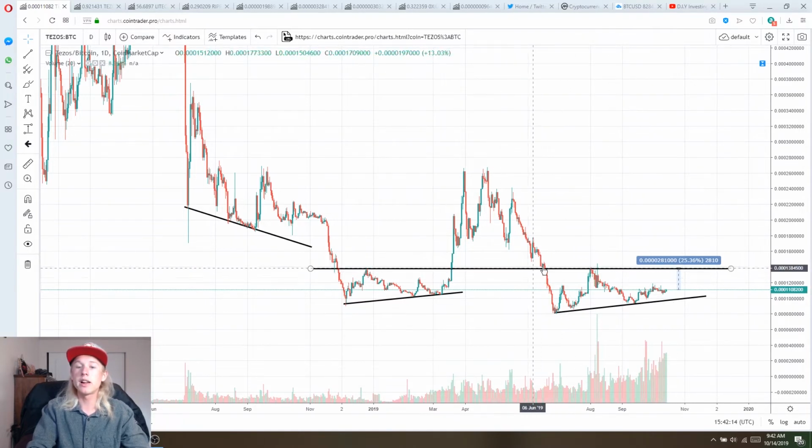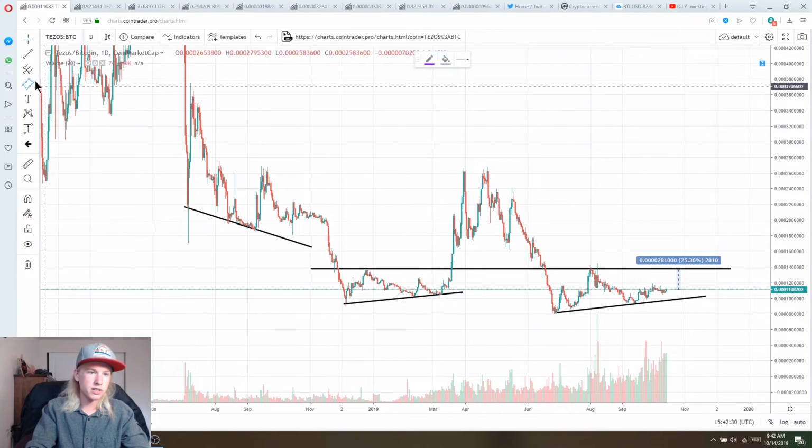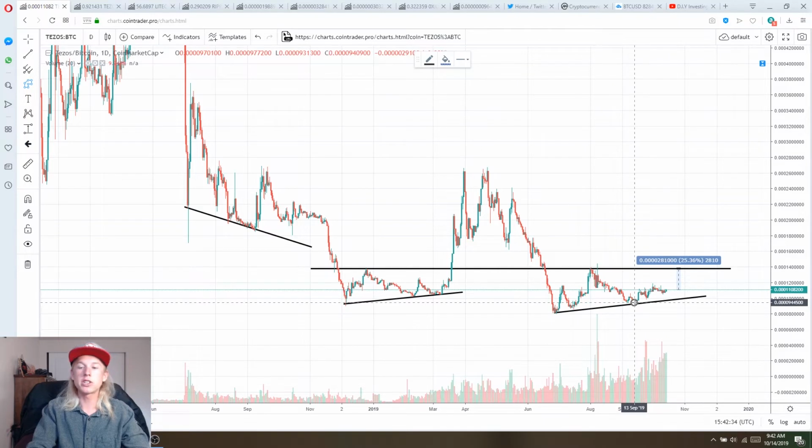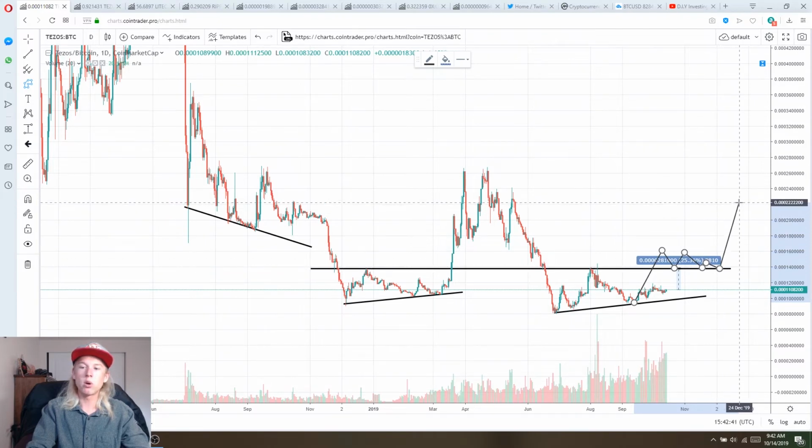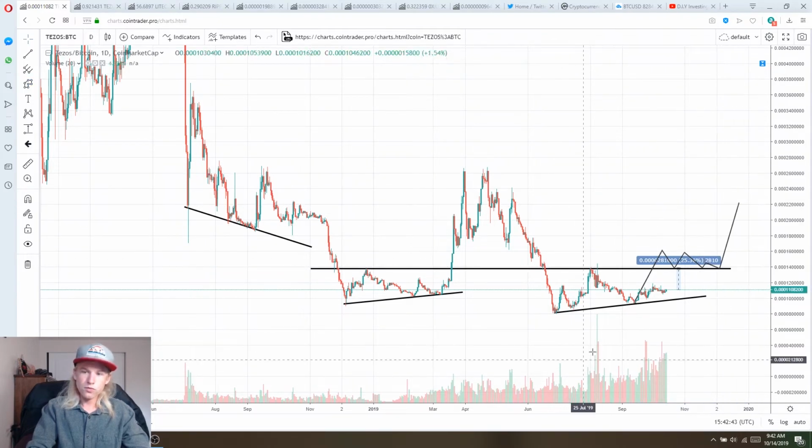If we can clear this resistance down here at about 13,000, almost 14,000 Satoshis, and we get a confirmed support and resistance flip, then in my opinion, that's your go-to buy signal. If you're somebody that's waiting to mitigate risk to where you don't have to risk a whole lot, then I would wait for the support. Then I would wait for this resistance to break right down here.